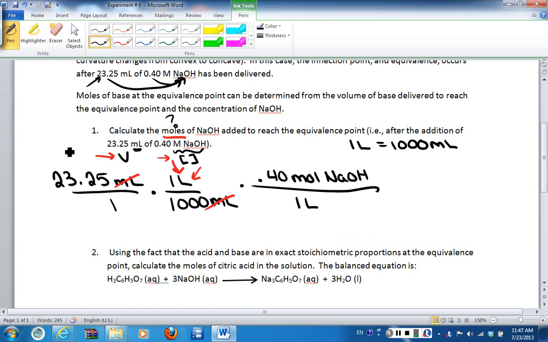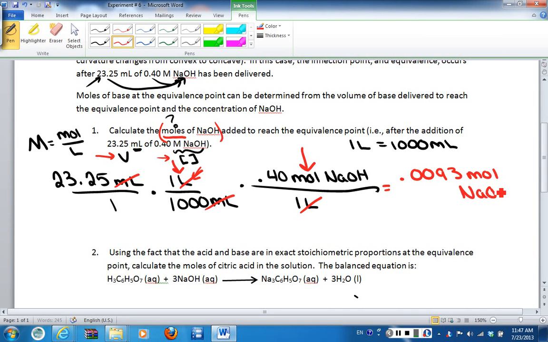And remember, when you have a concentration written out as big M, when you do calculations, you always want to write it as moles over liter, because if you don't, you won't see the units canceling themselves out. So as we go through, we see mL has canceled, liters has canceled. Right now, we have moles of NaOH left, and that is exactly what the question is asking for. So we know that we set it up appropriately. And when we do our calculation, we get an answer of 0.0093 moles of NaOH.